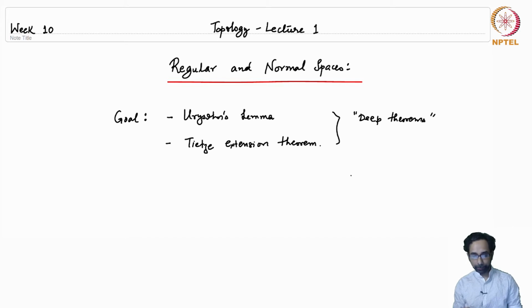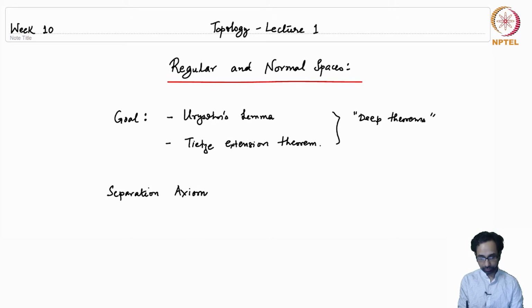So we will come to these two theorems in the later lectures, but for this lecture, we will first study two kinds of spaces. One is called a regular space and the other one is called a normal space. Both these kinds of spaces fall under the topic of what are called separation axioms. So what are separation axioms?